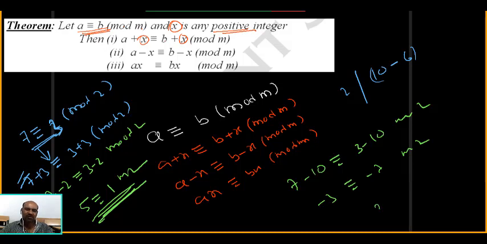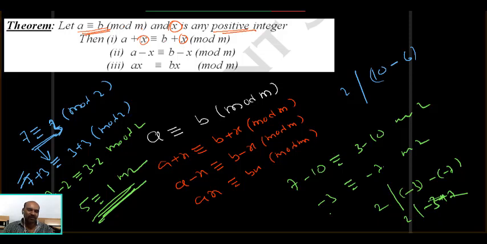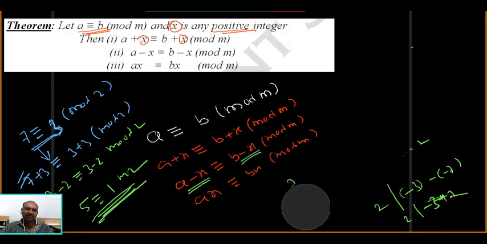Why can I say this? 2 divides minus 3 minus of minus 7, that is minus 3 plus 7, which is 4. 2 divides 4, correct. So if A is congruent to B modulo M, then A minus x is congruent to B minus x modulo M. That is the verification. I will prove it later.